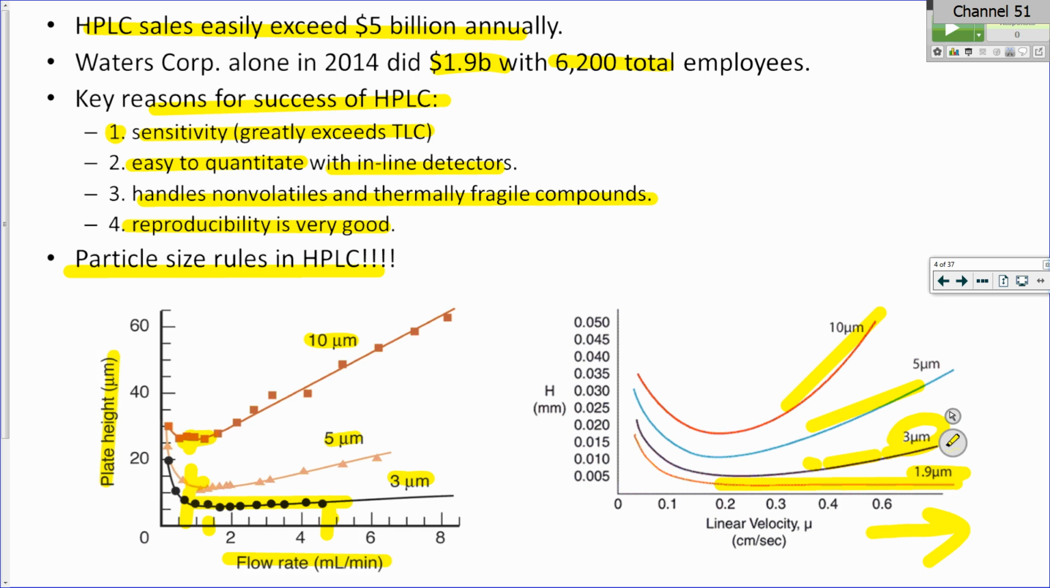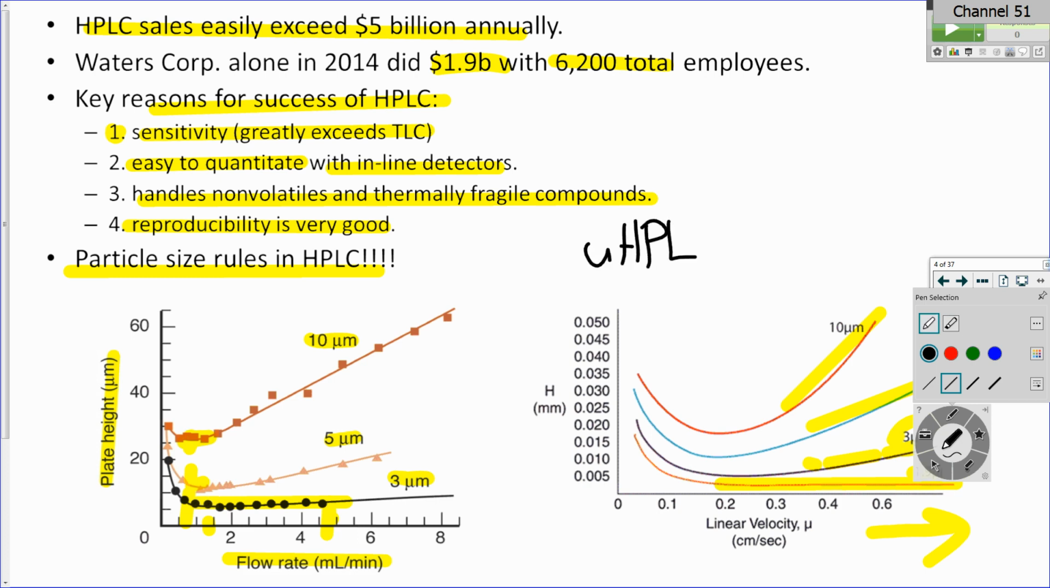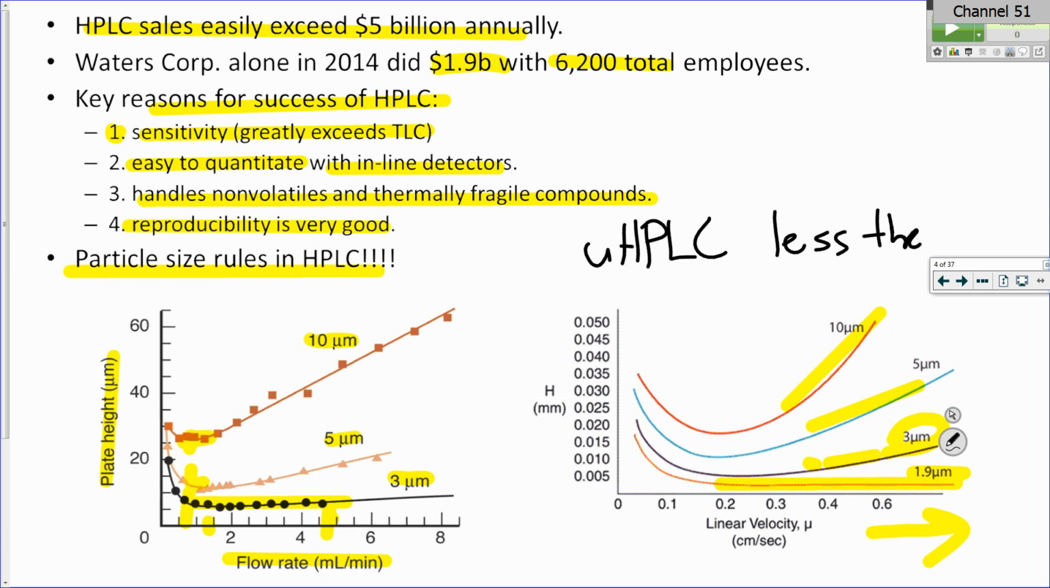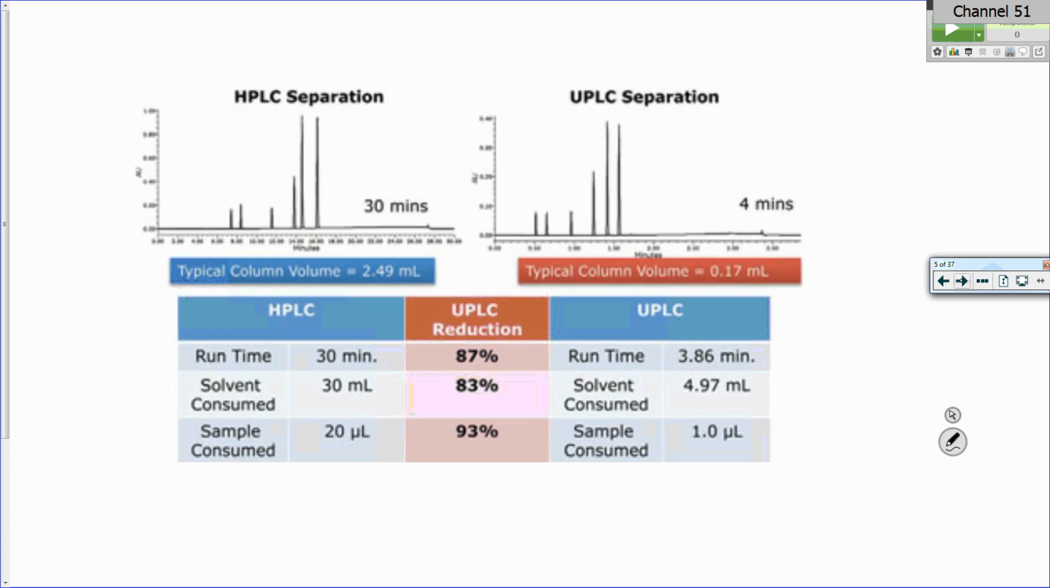There's a technique called UHPLC, and it is particles that are less than 2 microns. So UHPLC, ultra high performance, less than 2 micron particles. And it requires very high pressure to accomplish that.